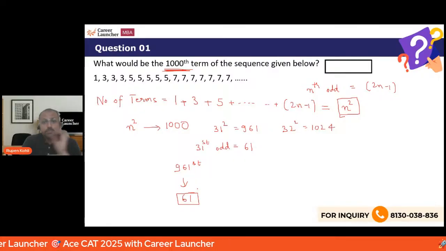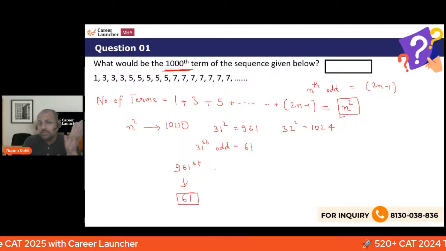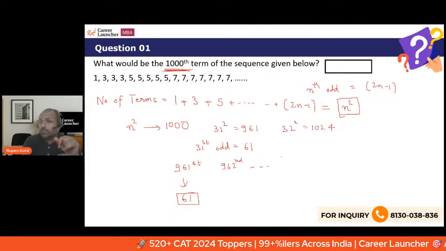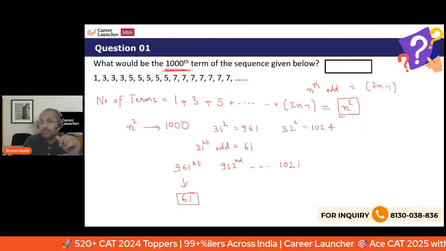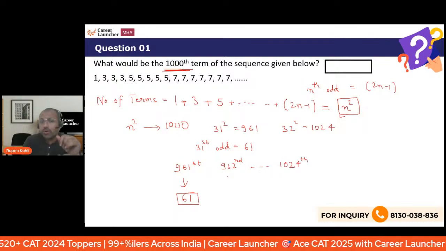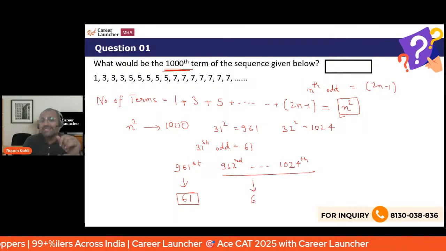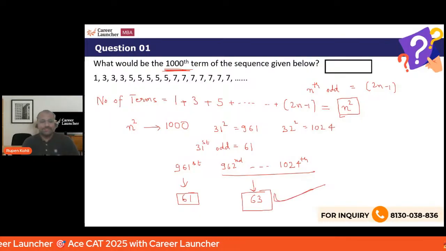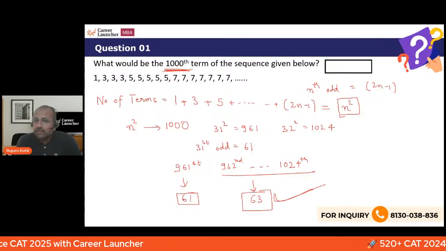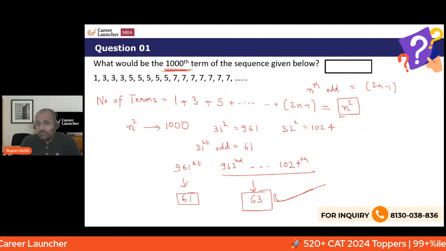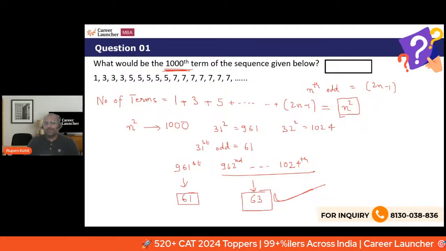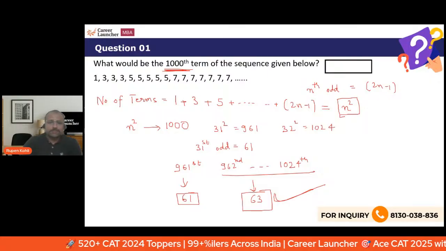Now the subsequent 32 terms, from the 962nd term all the way up to 32 square being 1024, the 1024th term, all these terms are going to be 63. And that's my answer. The 32nd odd number, which is 63, is therefore the 1000th term of the sequence. Right?